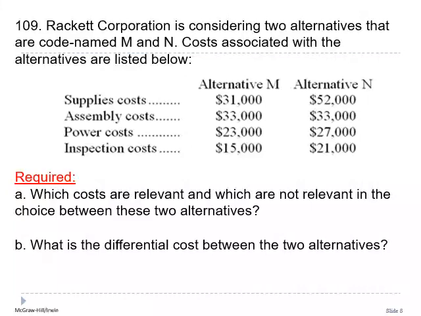Requirement B, what is the differential cost between the two alternatives? He also wants to determine the differential cost between the two alternatives, اللي هي التكاليف التفاضلية بين هذين البديلين اللي هم M and N. Okay, to answer these questions, let's see the next slide.